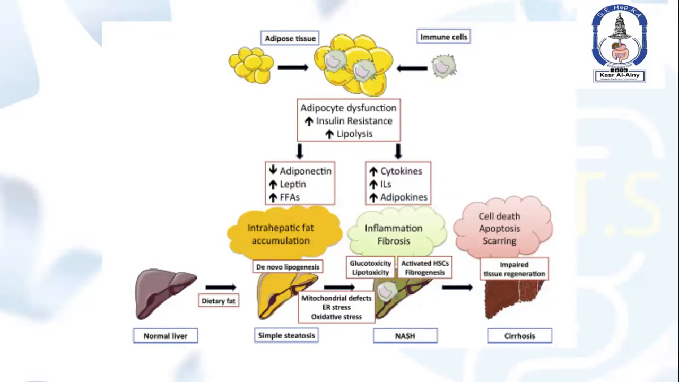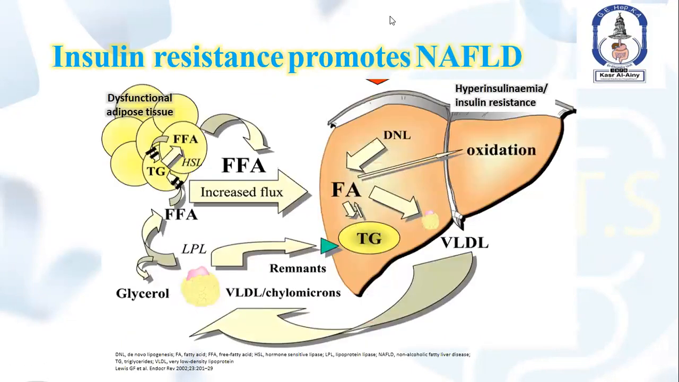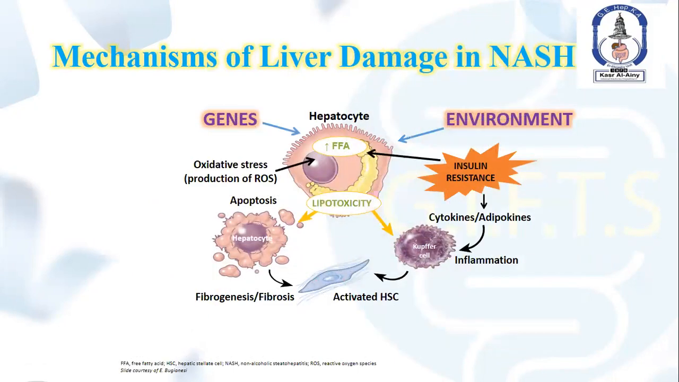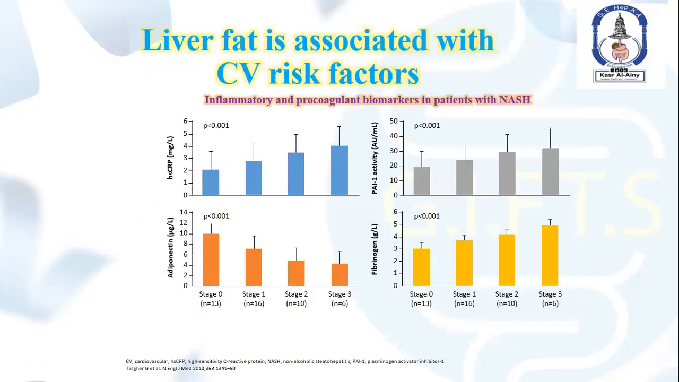So it all starts with adipocyte dysfunction and increased insulin resistance and increased lipolysis, and this will increase the accumulation of intrahepatic fat and start of inflammation and fibrosis, and eventually, of course, will cause cell death, which is going to be cirrhosis. And here we can see the dysfunction of adipose tissues and the increasing flux of fatty acids and the fats into the liver, along with the hyperinsulinemia and insulin resistance. This, of course, is under the influence of genetic and environmental and other factors we mentioned.